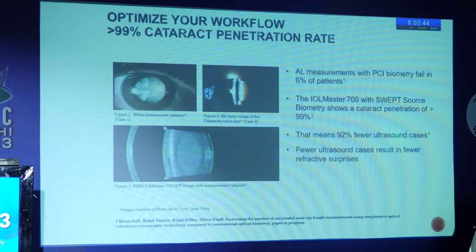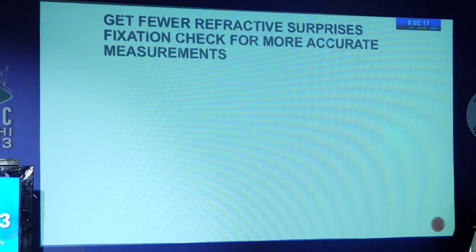So it optimizes our workflow in 99% of cataracts. Even the hardest of cataracts it penetrates. The axial length measurement with partial coherence interference biometry fails in 6% of patients. The IOL Master 700 with swept source biometry shows a cataract penetration rate of 99%. That means 92% fewer ultrasound cases, and fewer ultrasound cases result in fewer refractive surprises.